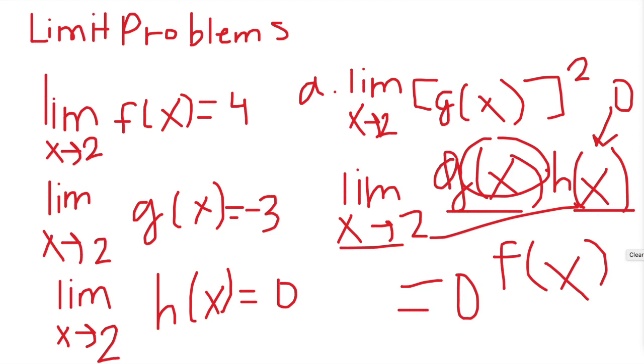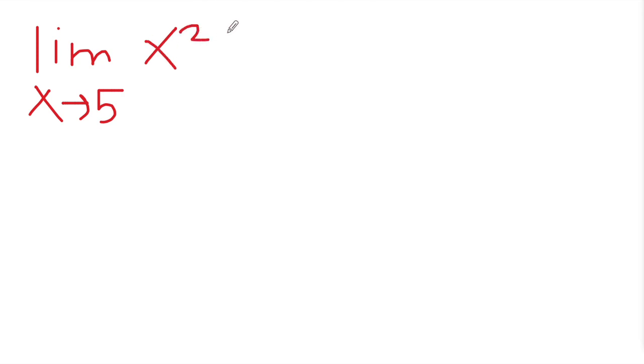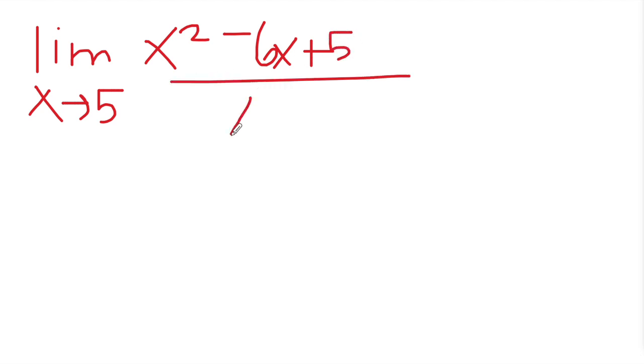Now we're going to do some that are a little different, but they're the same process. So let's start with number 1. We have the limit as x goes to 5 of x squared minus 6x plus 5 over x minus 5. Okay, so there's this thing. The way limits work is that you plug in this value and you try to find what it would equal.